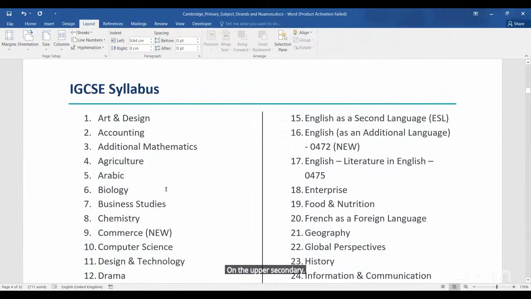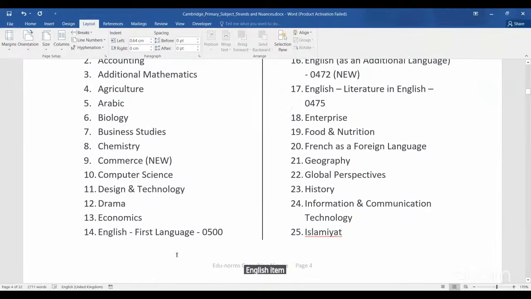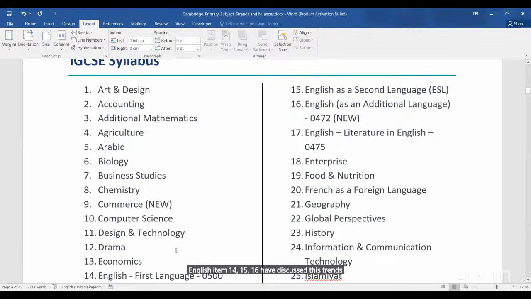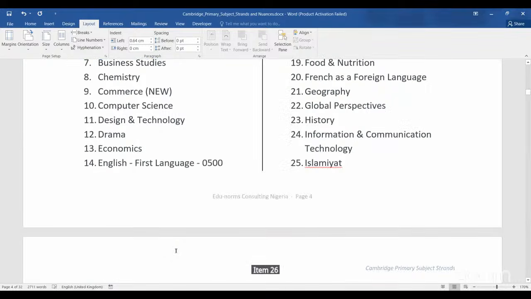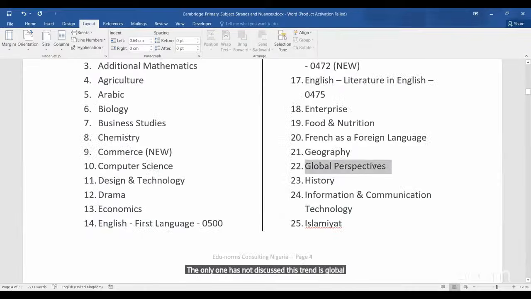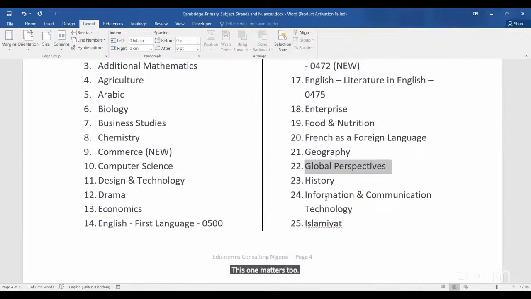Now for this English, items 14, 15, 16, I've discussed the strands. Item 26, under upper secondary, I've discussed the strand. The only one I've not discussed the strand is global perspectives. And this global perspectives is the same thing as what we call research studies in the university. They have brought it also down to primary level, lower secondary level, and also upper secondary level.